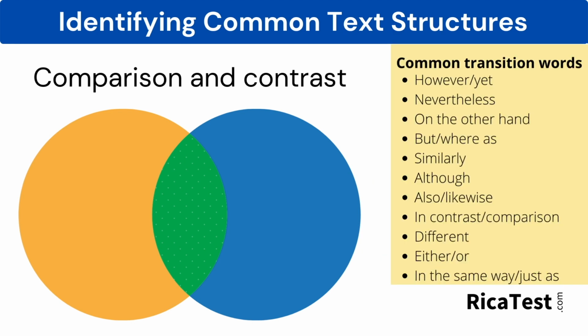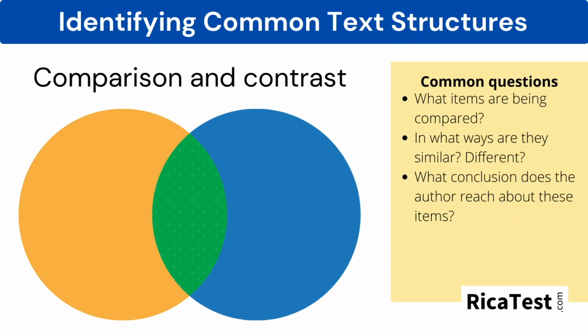Common transition words used to indicate comparison and contrast include however, yet, nevertheless, on the other hand, but, whereas, similarly, although, also, likewise, in contrast, comparison, different, either or, in the same way, and just as.